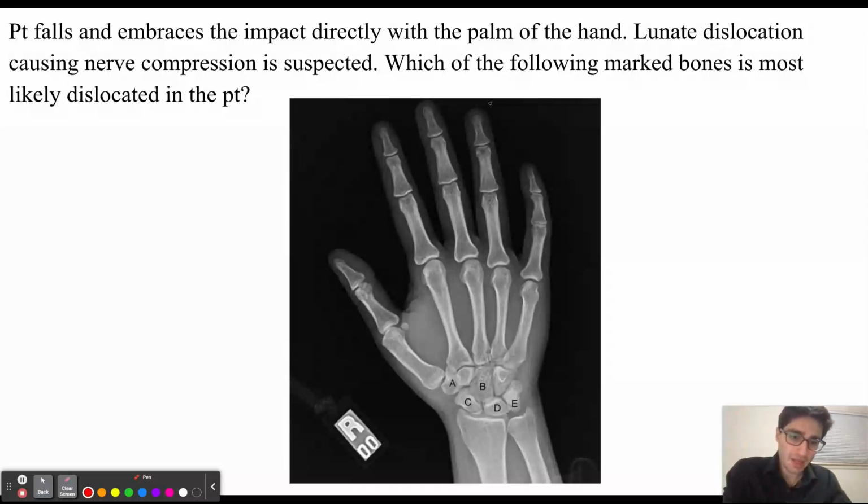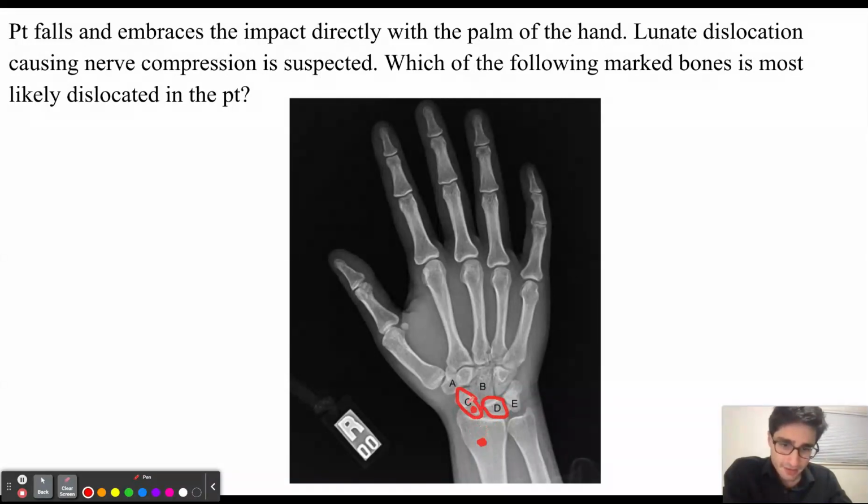Now, when a patient falls on their outstretched hand, we need to be thinking about three bones. One is going to be the radius over here. The other is going to be the scaphoid bone, which is marked C. And finally, the lunate bone, which is going to be D, can also be impacted.